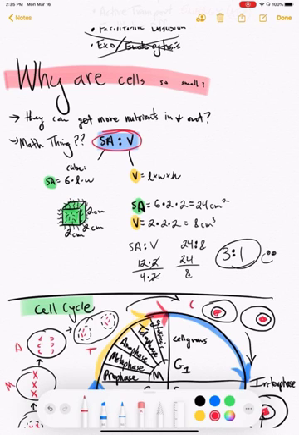So the surface area compared to the volume. Surface area, if we're talking about a cube, is 6 times length times width. So it's the area of all 6 sides compared to the volume, which is the length times width times height. We have to figure out that ratio, and it really wants to have a high surface area to volume ratio.